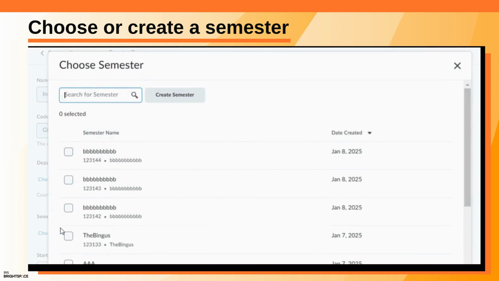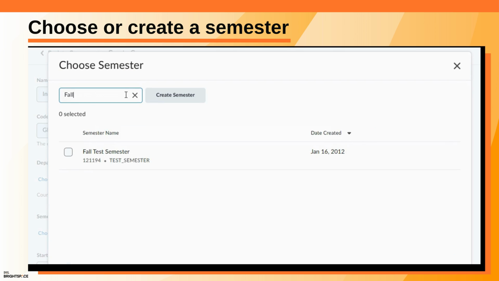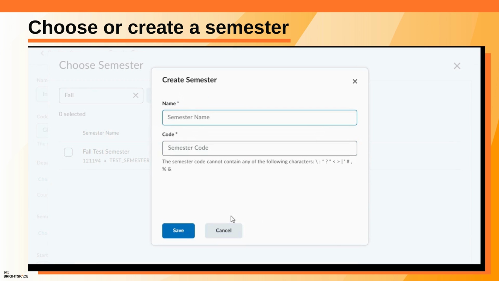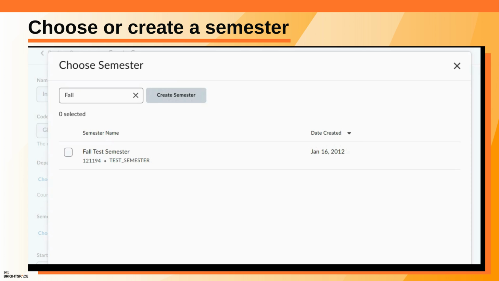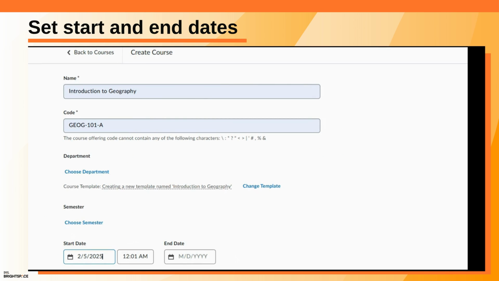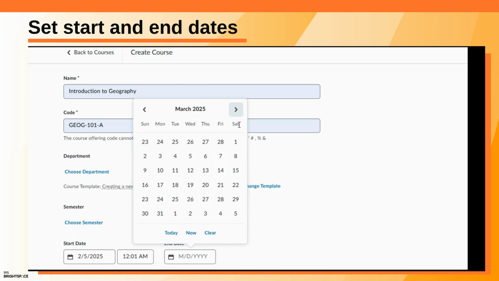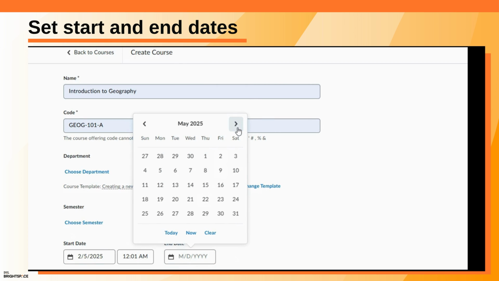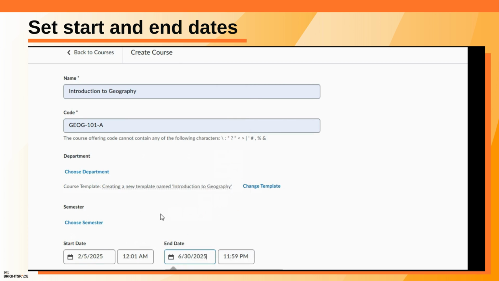Click Choose Semester to search for and associate your new course with an existing semester, or click Create Semester to create a new one. Optionally select a start date and end date for your new course. Finally, choose to make your course active and click Save.